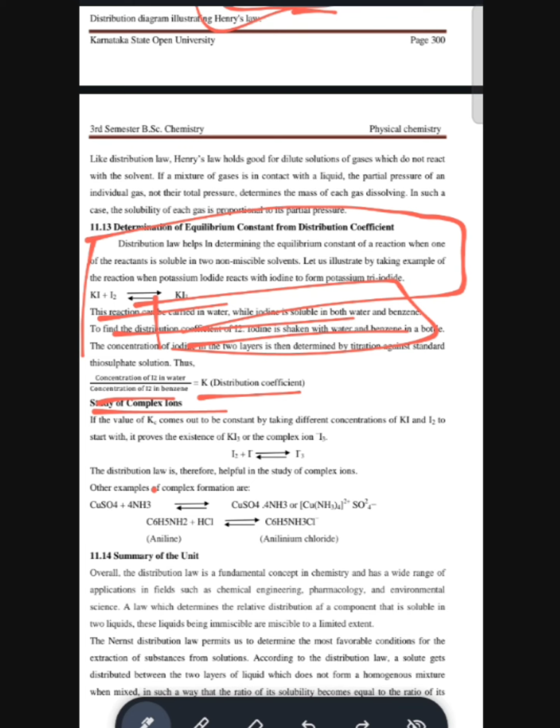So this is with respect to unit 11, the distribution law. The important terms here are dissociation, association, equilibrium, immiscible, and distribution, that is, how a substance is distributed between two different solvents. That is with respect to the distribution law.